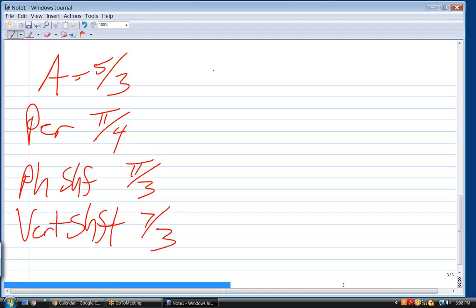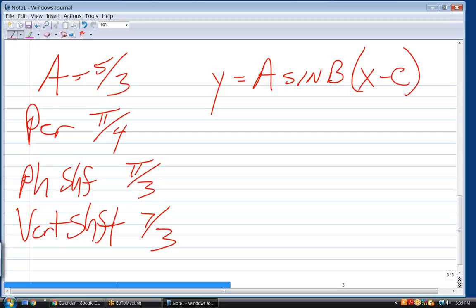All right, let's talk about the general formula for a sinusoidal function. Just because it says sine there, it doesn't have to be sine. It can be sine or cosine, but it's called a sinusoidal function. Now, A is the amplitude. That's what's 5/3.